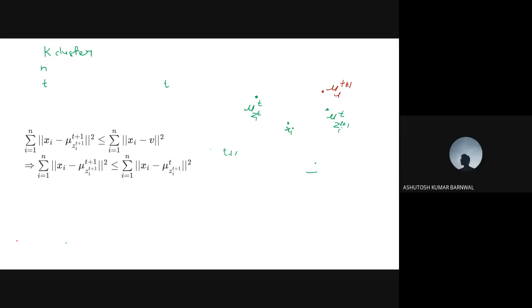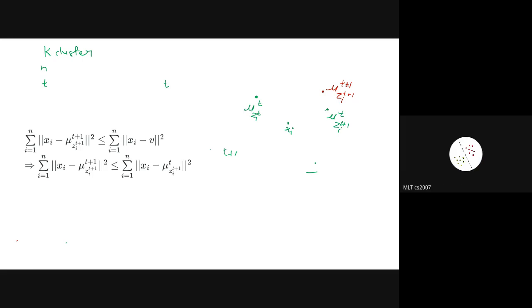Yes, sir. Actually, I was confused about how mu of z_i^(t+1) comes into existence. But now it's clear. It exists, and in the next iteration we find that xi is closer to that, and that's why we assigned it to that cluster. So I can write this as z_i^(t+1), right? Yes. Are the notations clear now? Crystal clear.